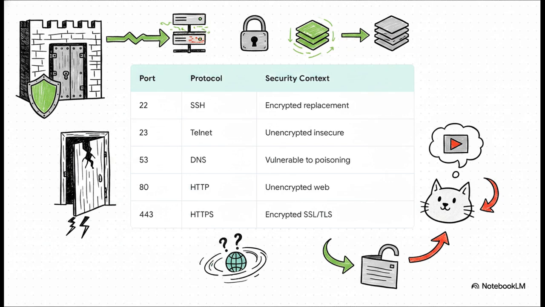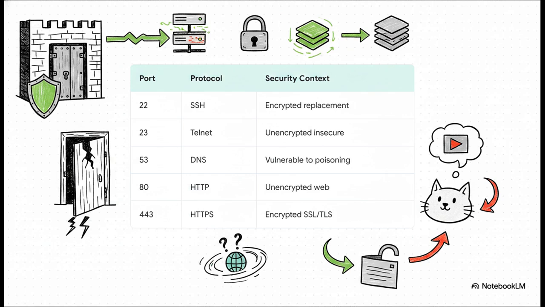Port 23, Telnet, flimsy, completely unencrypted, just avoid it. Port 22, SSH, now that's your secure encrypted replacement. Now, for our cat video, we want port 443, HTTPS, which is securely encrypted, way better than the plain text port 80.